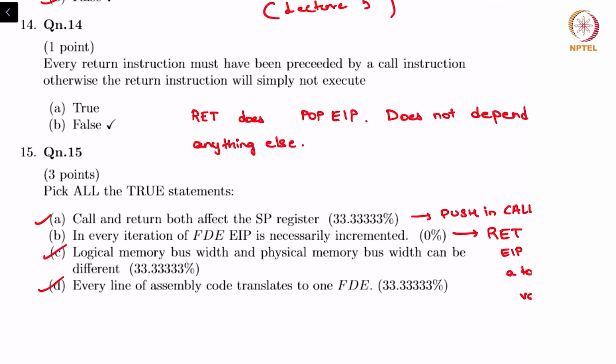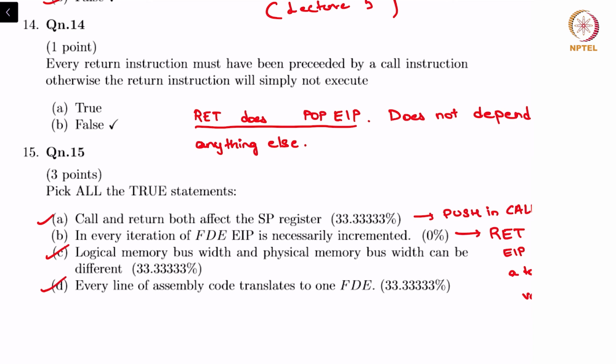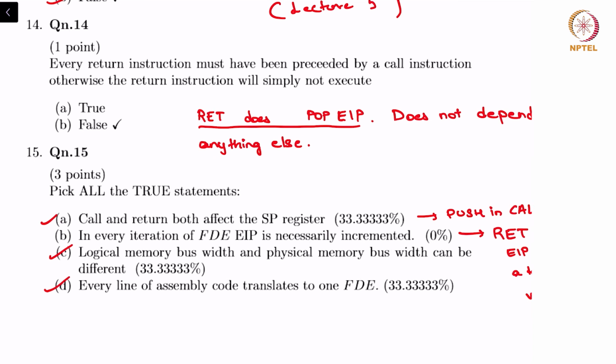Every return instruction must have been preceded by a call, otherwise it will not execute. No, as you can see in lecture 5, all ret does is pop EIP. That is, whatever is stored in the top of stack, that data is popped into EIP. So this does not depend on anything like whether it was preceded by a call instruction or not. So this is also false.